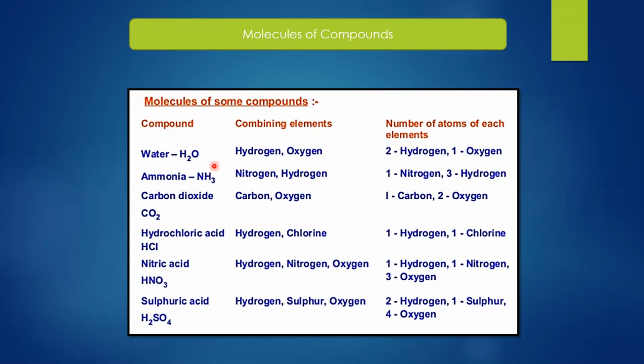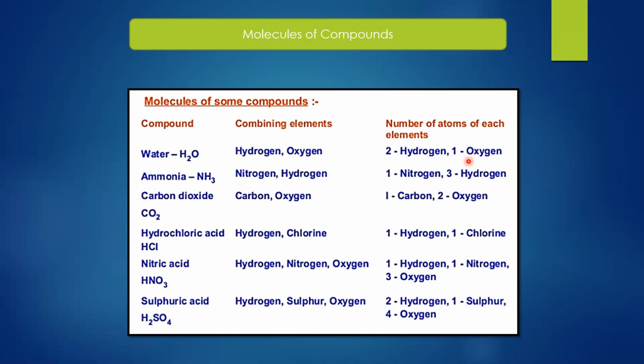Hence, if water is a compound, then which are the elements? That is hydrogen and oxygen. How many hydrogen? 2 hydrogen atoms and 1 oxygen atom. Therefore, the atomicity of water molecule, any guesses? Yes, it is 2 plus 1, 3. The atomicity of water molecule is equal to 3.